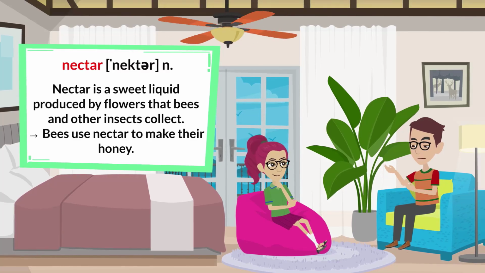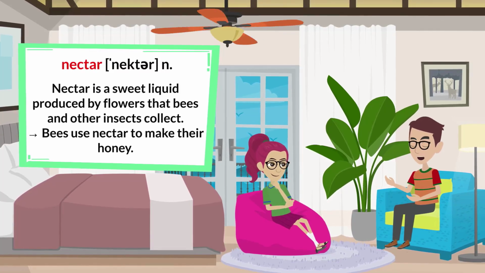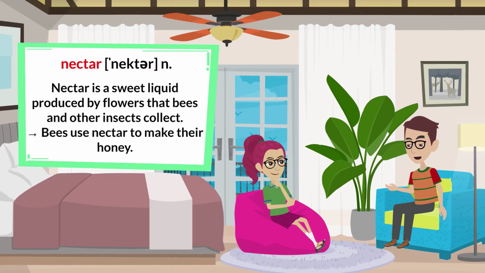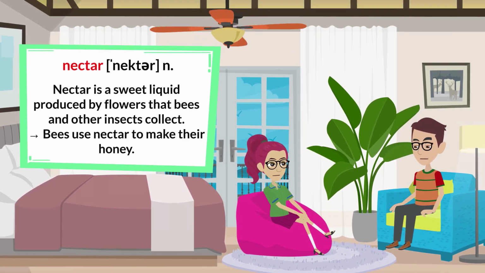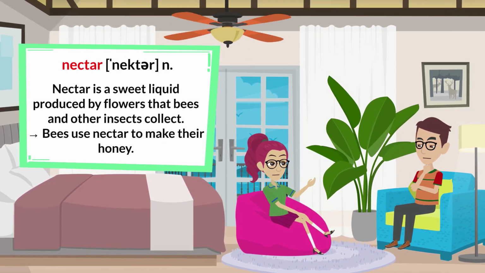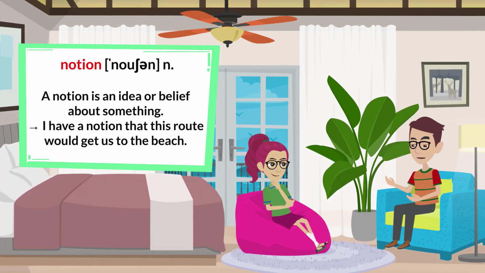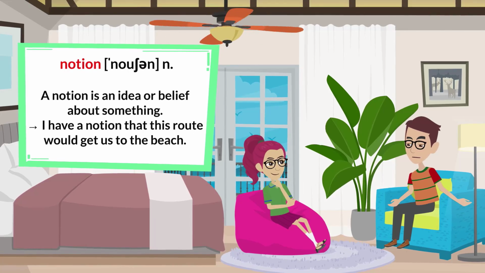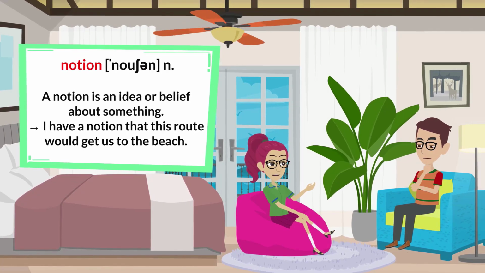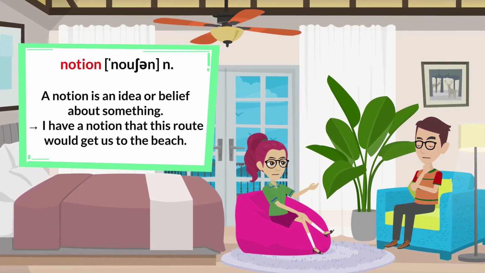Nectar. Nectar is a sweet liquid produced by flowers that bees and other insects collect. Bees use nectar to make their honey. Notion. A notion is an idea or belief about something. I have a notion that this route would get us to the beach.